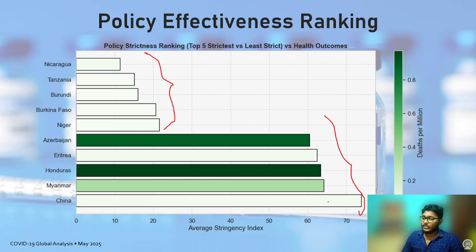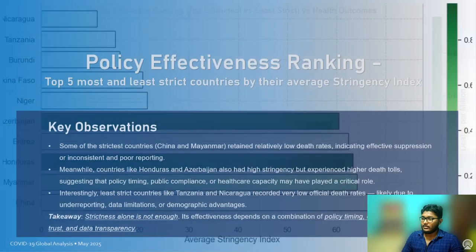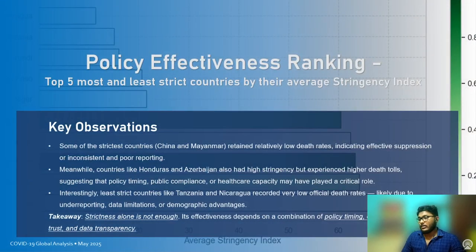Now, the key observations are similar, as we mentioned. The strict countries, China and Myanmar, retained a relatively low death rate, indicating effective suppression or inconsistent and poor reporting for China, as we mentioned earlier.